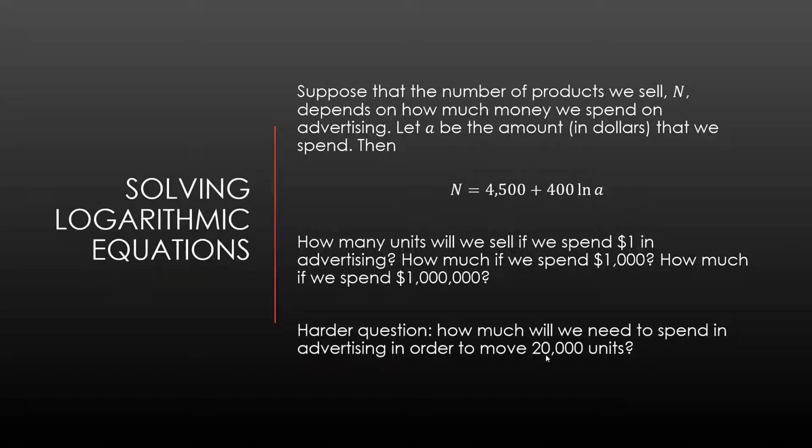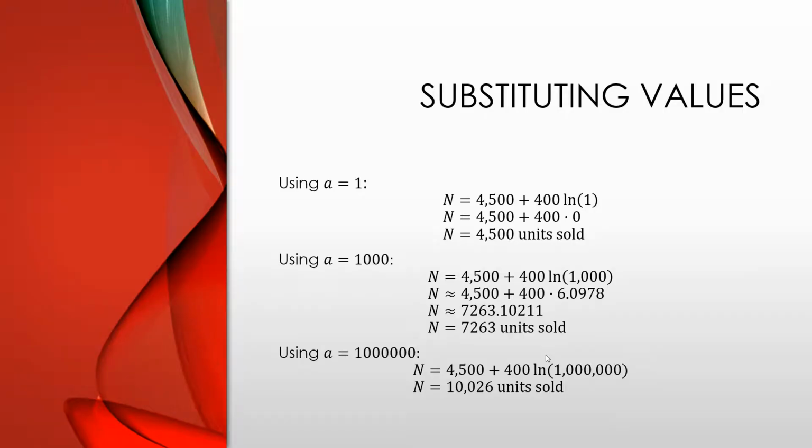Definitely worth knowing. So first things, we're just going to substitute some values, right? We've got N, which is what we want, and A, which is what we've spent. And A will go into our model 3 different times. For A of 1, I actually don't need a calculator here, because the natural log of 1 is asking, e raised to what power gives me 1? Well, anything to the power of 0 is 1. Well, except for, I guess, 0 to the power of 0. Anything else to the power of 0 is 1. So the natural log of 1 is 0. That goes away. And I am left with 4,500 units sold if I spend $1.